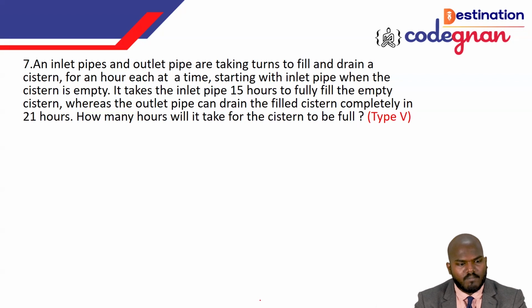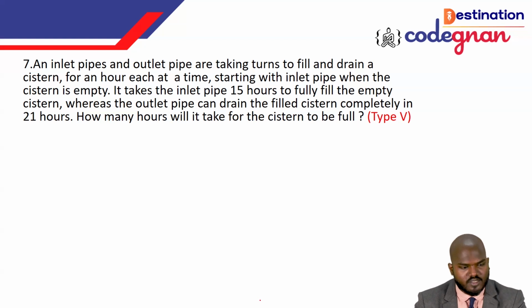An inlet pipe and outlet pipe are taking turns to fill and drain a cistern for an hour each at a time. Starting with the inlet pipe when the cistern is empty, it takes the inlet pipe 15 hours to fill the empty cistern, whereas the outlet pipe can drain the filled cistern completely in 24 hours. How many hours will it take for the cistern to be full? That is the question they are asking here.